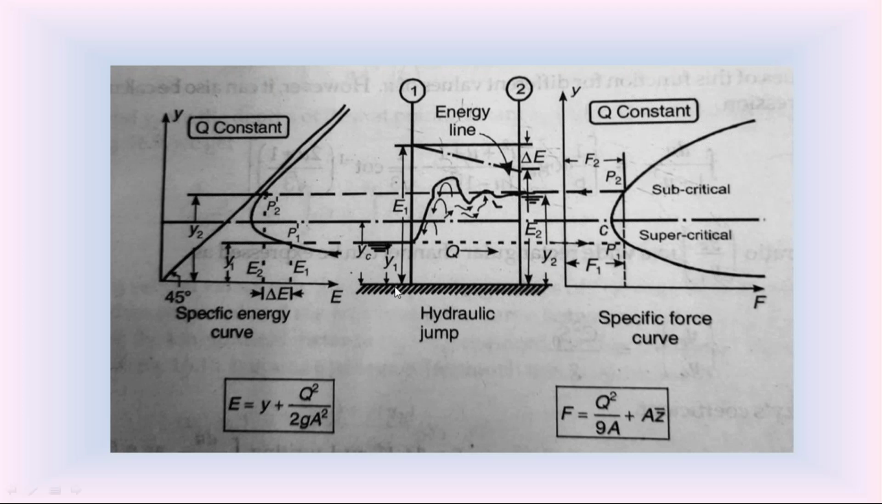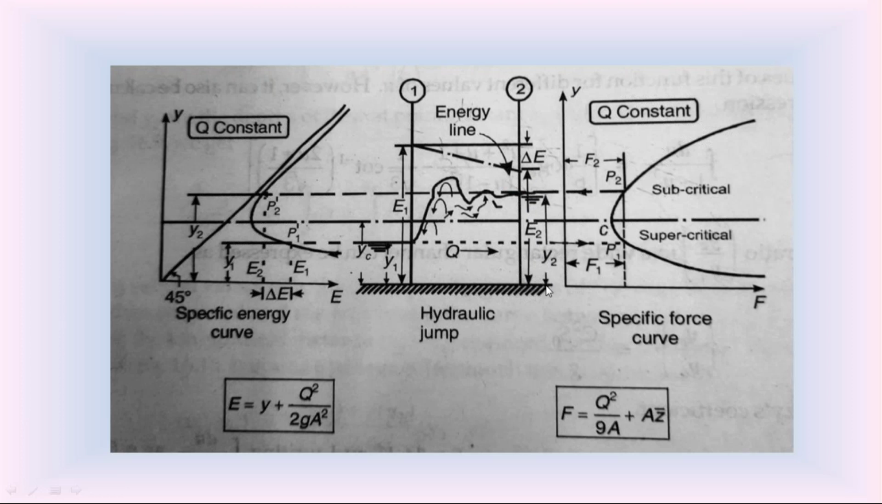Check this depth of flow. The depth of flow y1 is less than the critical depth yc. This is the depth of flow y1, it is less than the critical depth yc. We know that when the depth of flow is less than the critical depth, it is the supercritical condition. So at section 1, before the hydraulic jump, the water flow is in supercritical condition. At section 2, after the hydraulic jump, the water flow is in subcritical condition, depth y2.